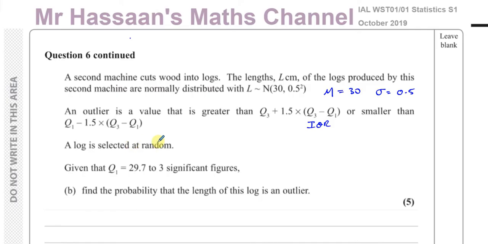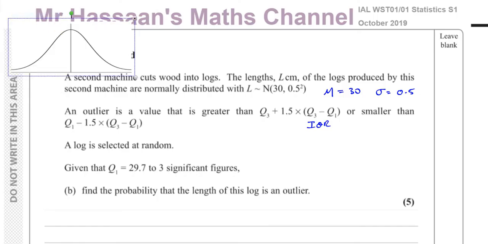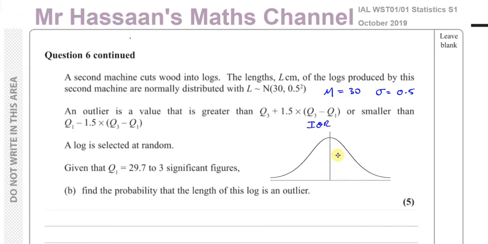Now, a log is selected at random. Given that the lower quartile, Q1, is 29.7 to 3 SF, find the probability that the length of this log is an outlier. Okay, so let's take our diagram and try to figure this out. Look at the big picture from here. Basically, we have the mean over here, which is the same as the median in a normal distribution.